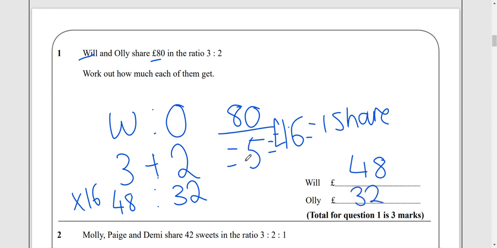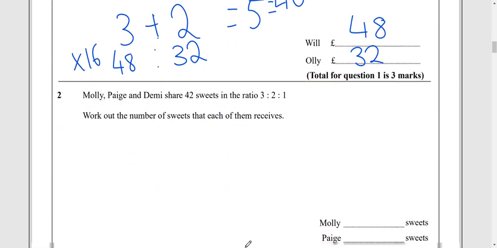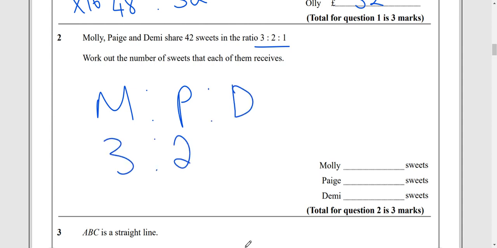Okay, let's do another question on this to see if we are confident. And you'll notice this question here, it appears that there are 3 ratio amounts. This does not change anything, okay? Molly, Paige and Demi share 42 sweets in the ratio 3:2:1. So I'm putting my 3 there, my 2 there, and my 1 there.